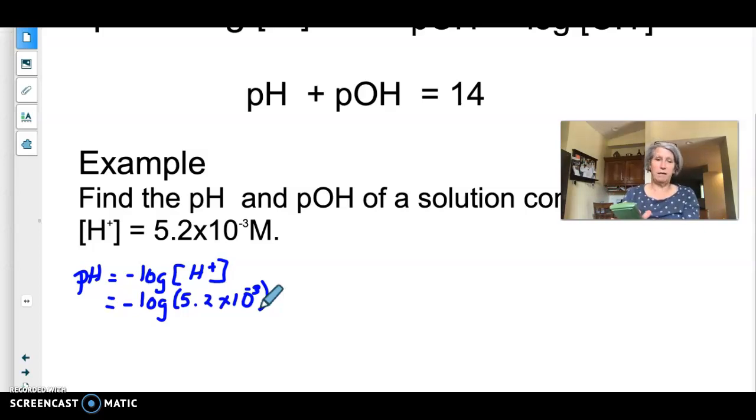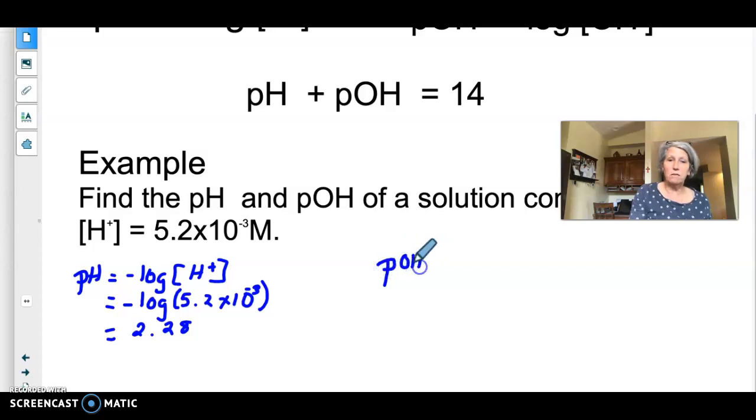But here I'm going to hit negative log, and then it's 5.2, and I'm using the second function, the double E button, negative 3, and I hit enter, and I get 2.28. So that would be my answer for the pH, 2.28.